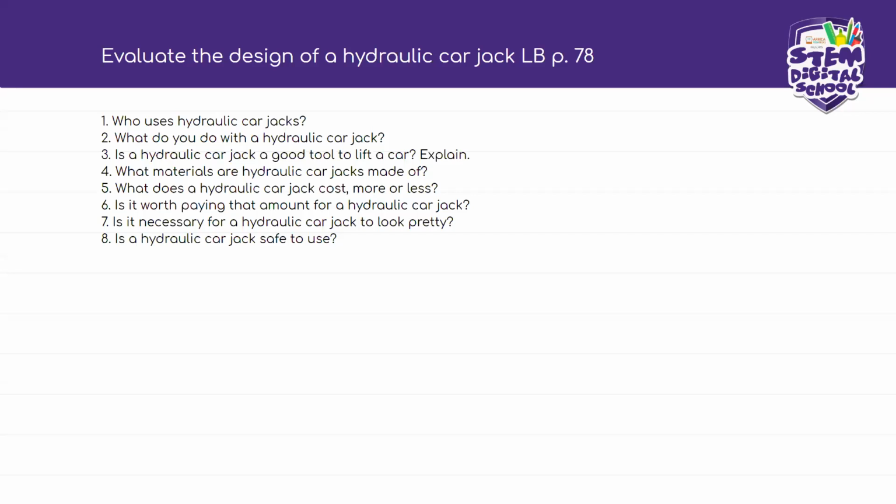Okay, maybe they could find one that is not very cheap, but not very expensive, because they want to sell their cars with the car jacks. So let's say maybe a car jack is 500 or 600 rands. Would it be worthy to buy a car jack for that price? What do you think? No, ma'am.